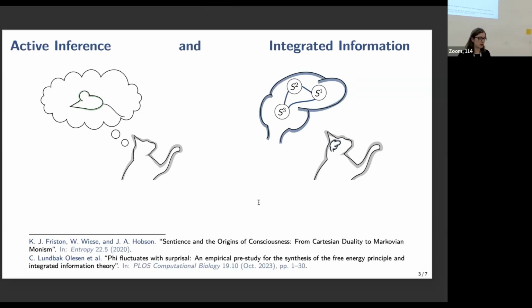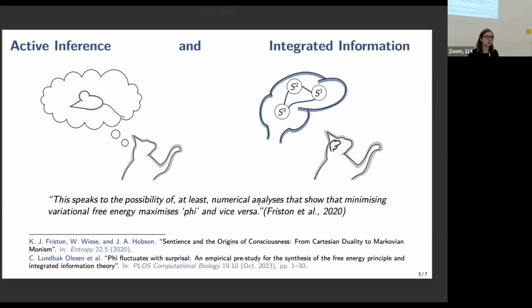There's this paper, which has already been mentioned, by Friston, Wiese, and Hobson, where they look at the different axioms of the integrated information theory and conclude that they seem to be compatible with the active inference framework. They even hypothesized that this speaks to the possibility of at least numerical analyses that show that minimizing variational free energy maximizes phi, so integrated information, and vice versa.